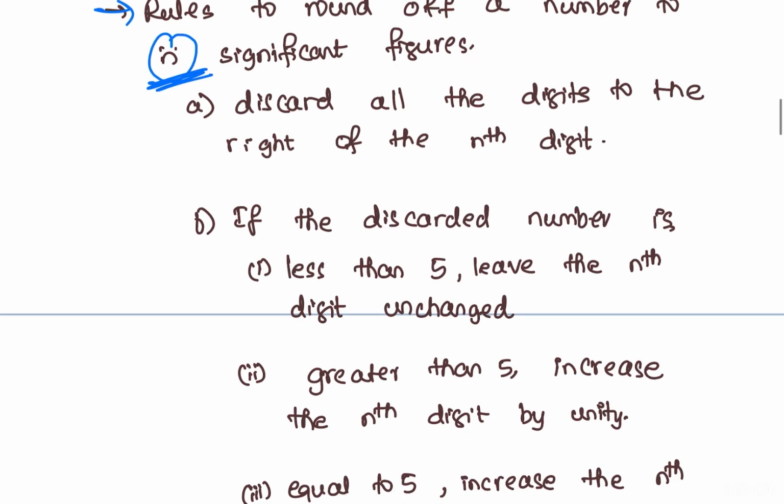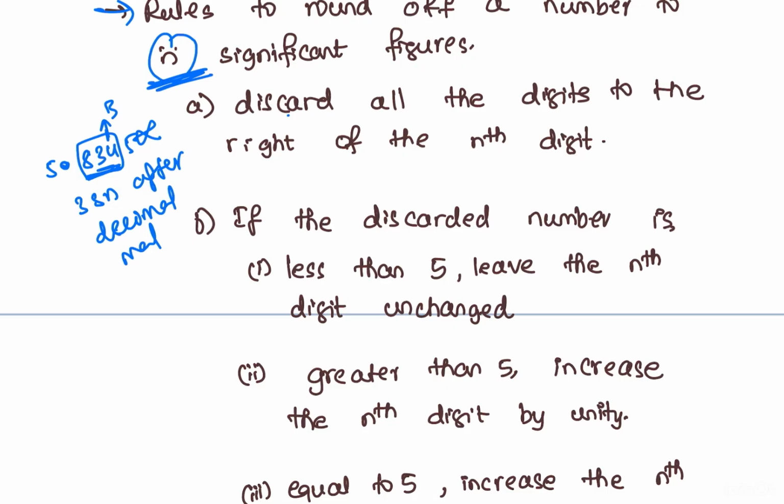Now what we have to do? Discard all the digits to the right of the nth digit. Suppose we have 5.8345. If we want to round off the number into 3 significant digits after the decimal point, so 834 is the 3 significant digits. Then we have to discard all the digits to the right of the nth digit. So this is the third digit. So discard this 5. If the discarded number is less than 5, leave the nth digit unchanged.